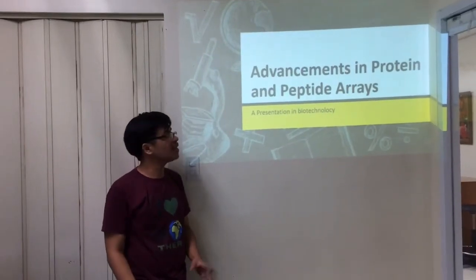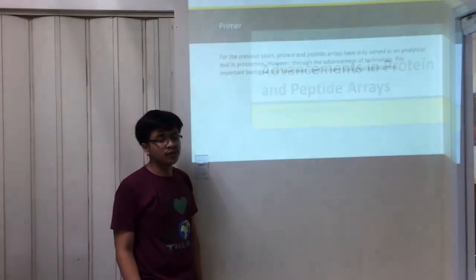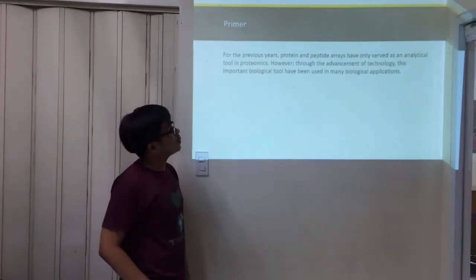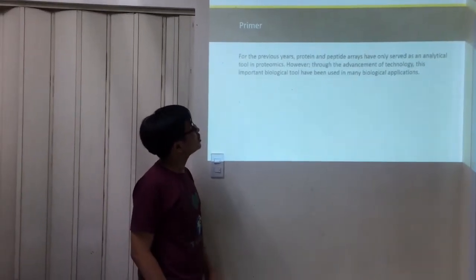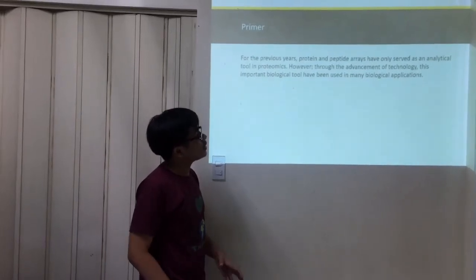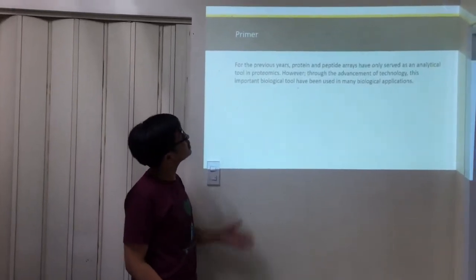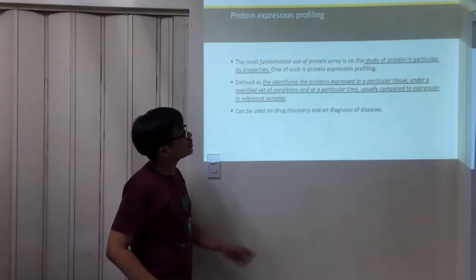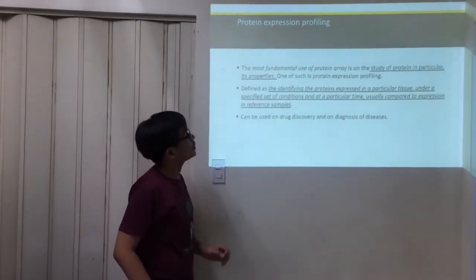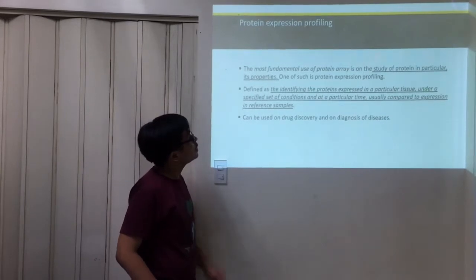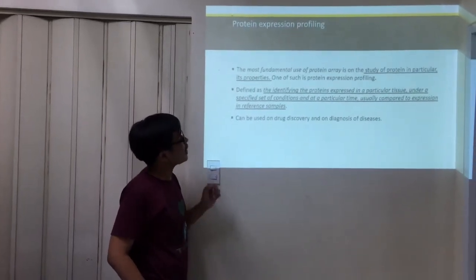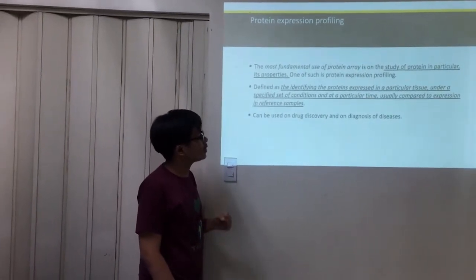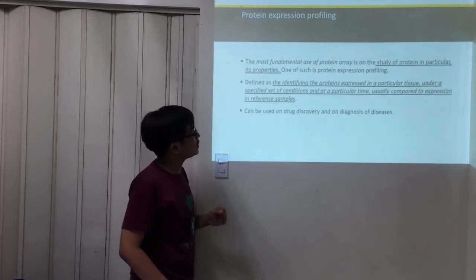Now we will consider the advancements in protein and peptide arrays. For the previous years, protein and peptide arrays have only served as an analytical tool in proteomics. However, through the advancement of technology, these important biological tools have been used in many biological applications, one of which is protein expression profiling. The most fundamental use of protein arrays is in the study of protein, in particular its properties. One such use is protein expression profiling. By definition, it is the identification of proteins expressed in a particular tissue under a specified set of conditions at a particular time, usually compared to expression in reference samples.